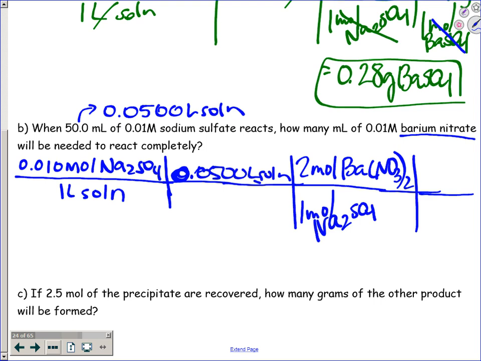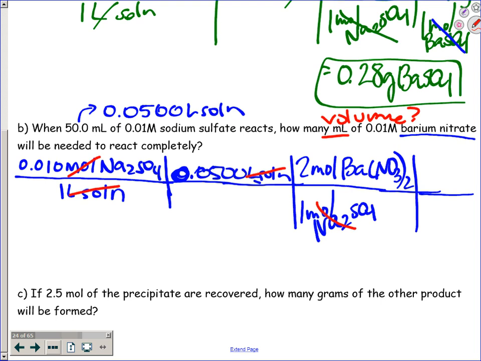Alright, so if you're looking at this right, your moles of sodium sulfate are gone, your liters of solution are gone, you have moles of barium nitrate. What is this question referring to? What's it asking for? Right, milliliters. Well, that just technically means volume, right? It's looking for the volume of the barium nitrate solution. So liters is fine, and we can later on convert that to milliliters.